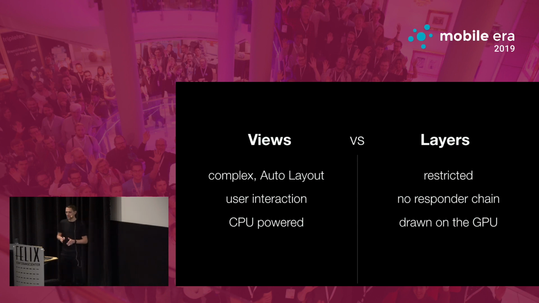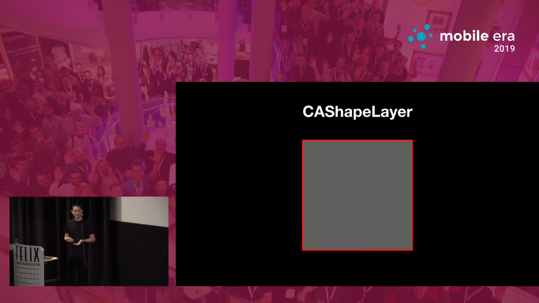Layers, on the other hand, are more restricted, so there are not so many classes we can subclass and use. There is no responder chain, so no real user interaction. They are drawn on the screen using the GPU on a separate thread. And I want to talk about CAShapeLayer. That is a specialized subclass of CALayer. You can use this class to draw shapes on the screen using vectors. In this example, a rectangle you can draw using 4 vectors on the screen. Then you can set the line width, fill color, and many other properties.